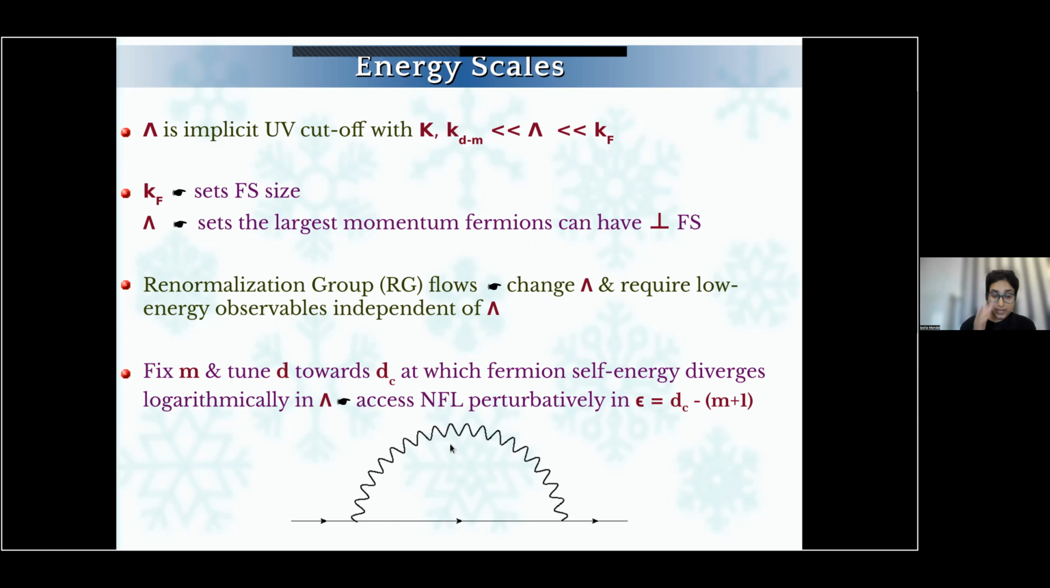Now, to find out the upper critical dimension, we fix M and then find out the DC, which is the dimension at which the fermion self-energy diverges logarithmically. That means if we compute this loop diagram, then the value of D where it shows logarithmic divergence is the value of DC. So in this way, by identifying the DC, we can access the non-Fermi liquid perturbatively in the small parameter epsilon, which is the difference between DC and the physical dimension. And remember, the physical dimension is M plus 1 because we are considering an M-dimensional Fermi surface, and there is a direction perpendicular to the Fermi surface.